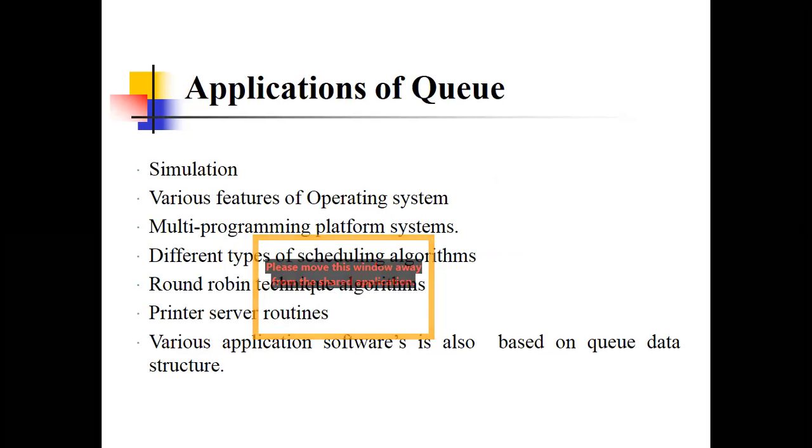So what are the applications of queues when we have different types of data? You know about simulation: simulation tries to generate a real-time environment in the computer. We generate a specific type of environment and then give it a specific protein or any type of data.